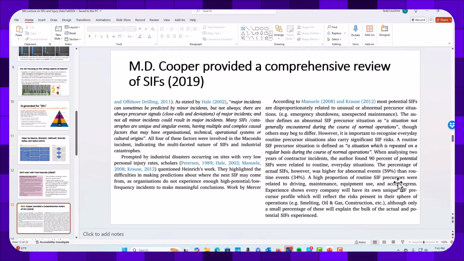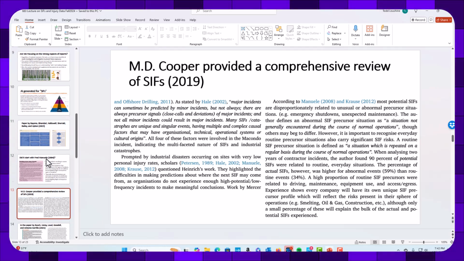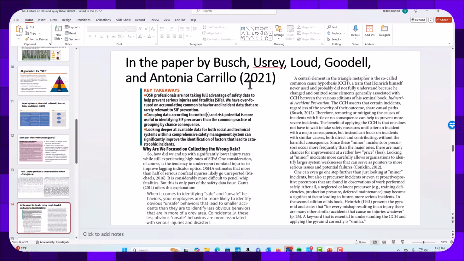So it tends to be a unique thing. What they're basically saying is that the percent of actual SIFs was higher from abnormal events, which are non-persistent or rare. So you should have a heightened focus on what could go wrong and do a pre-job task analysis when something's novel or out of the ordinary. High portion of routine SIF precursors related to driving and maintenance equipment. So he's almost downplaying it too, that it's not as big a deal as you guys are saying. Oh, what did they say in this one?